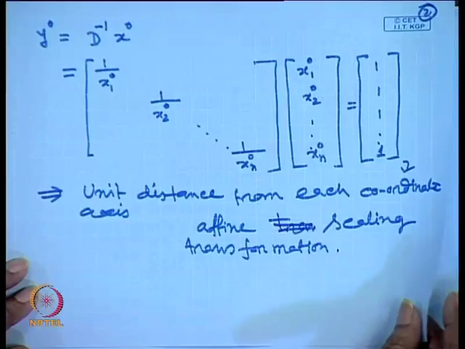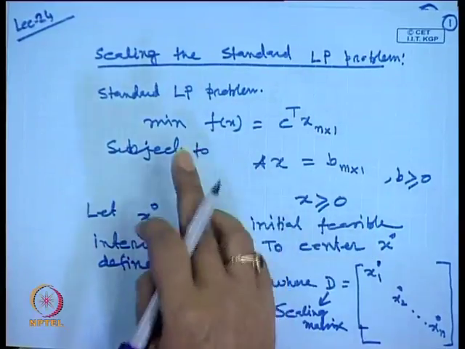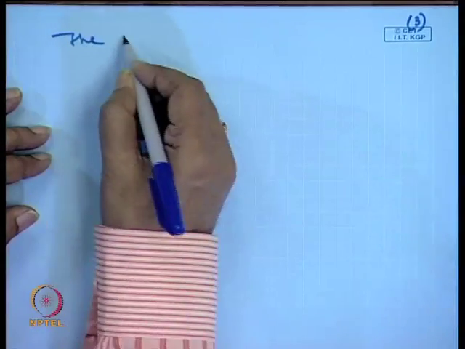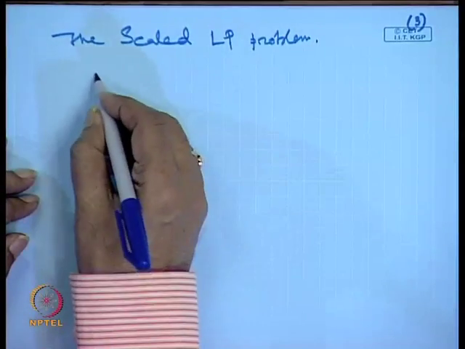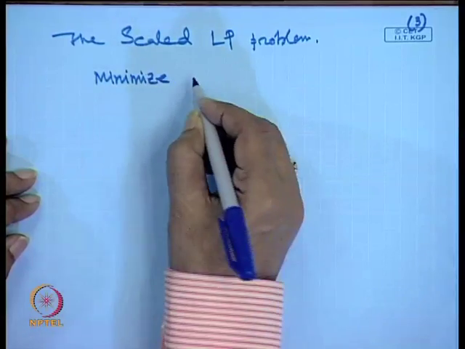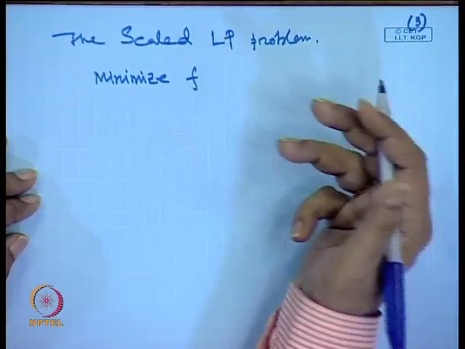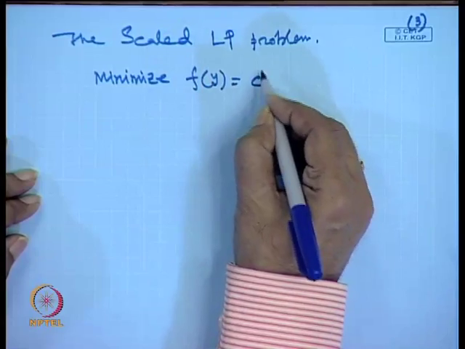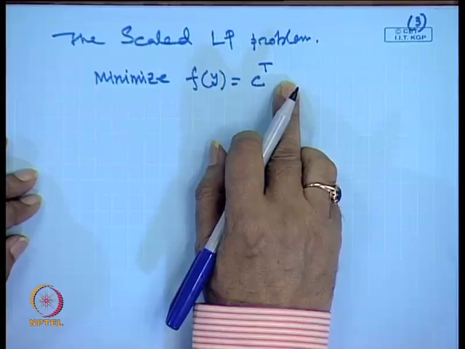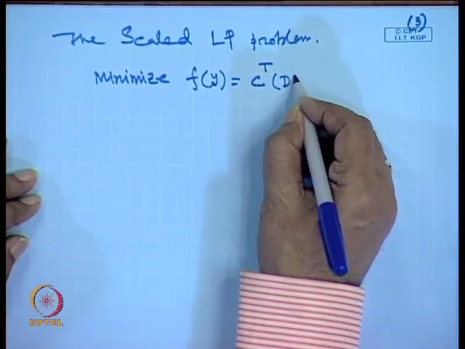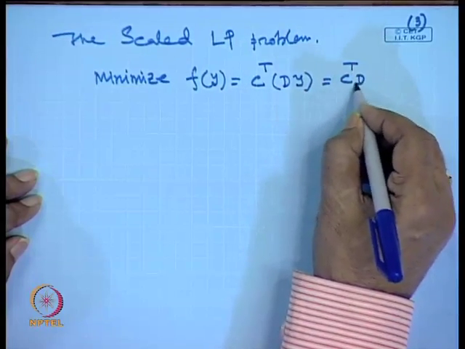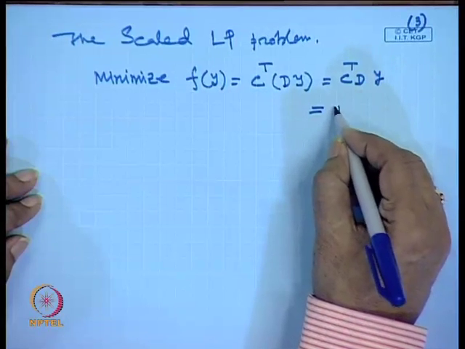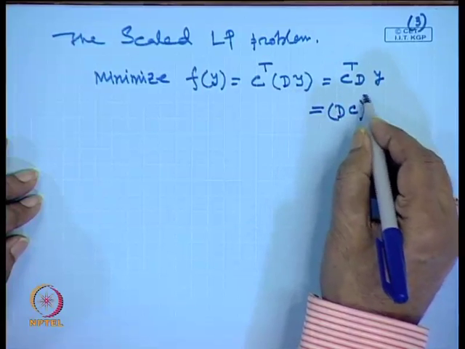So, now what is the scaled LP problem? The original problem was that one. Now we have made the transformation, and we are concentrating on the scaled LP problem. The scaled LP problem is: minimize f of x, which I express in terms of the transformed coordinates, f of y, equal to c transpose, the original objective function being c transpose x. But x is related with y, the new coordinate system, by x equals d y. In place of x, I have written d y. So, it is c transpose d y, which I can write as d c whole transpose times y.